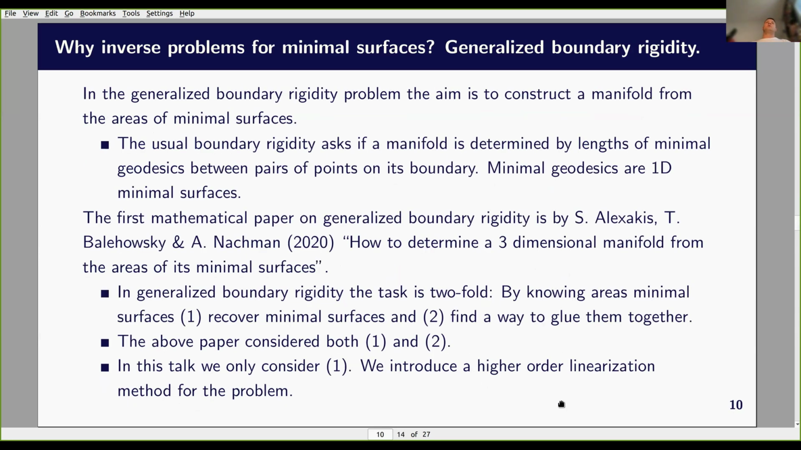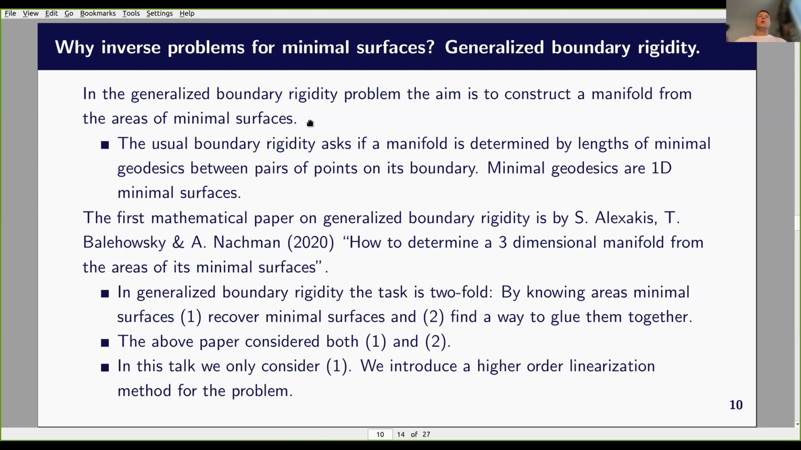Okay, so you might wonder, why do we study inverse problems for minimal surfaces? There are some motivations, and one of the main ones is generalized boundary rigidity. Let me explain what that is. In the generalized boundary rigidity problem, the aim is to construct a manifold from the areas of minimal surfaces. Remember that the areas of minimal surfaces determine the DN map.